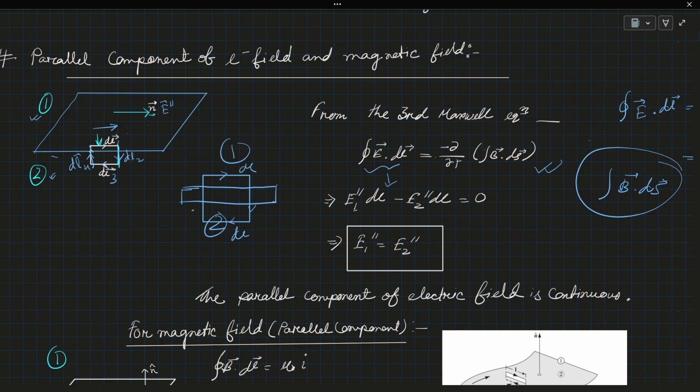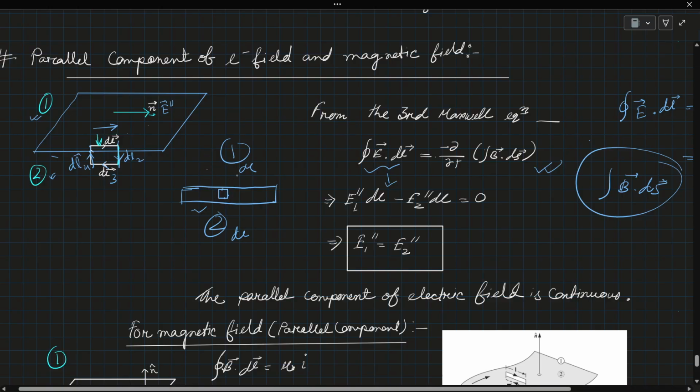As you can see, if I squeeze the Amperian loop such that there is no surface inside the Amperian loop, the surface inside the Amperian loop is 0. So this value will be 0, right? Because ds will be 0. So the integration of B dot ds will be 0.